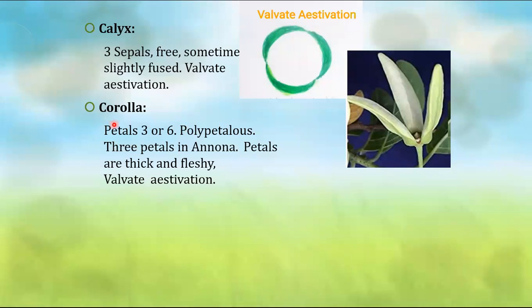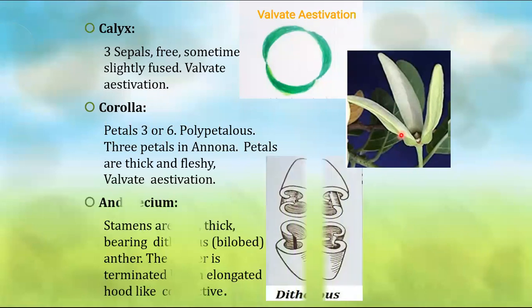Now the corolla, the petals. Petals are three, 1, 2 and 3. These are completely free, polypetalous, thick and fleshy, pale yellow-green in color. It also has a valvate type of aestivation like the calyx.